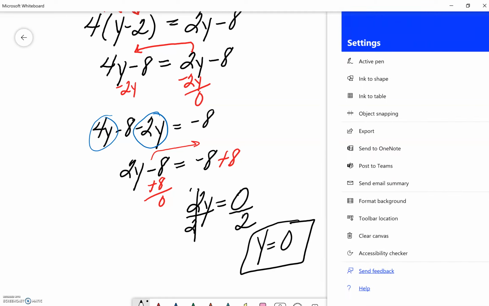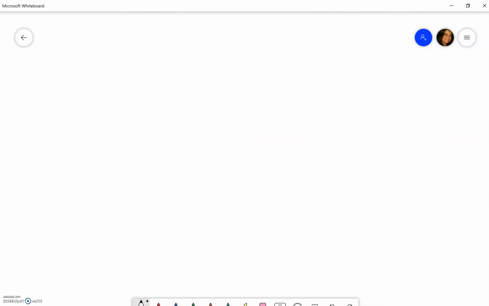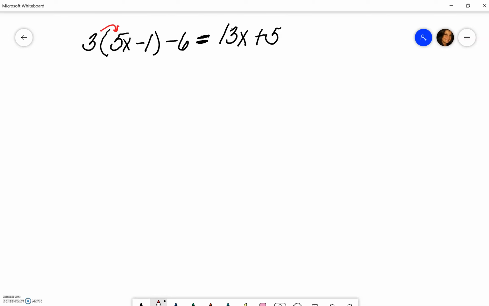Okay, let's try another one. All right, how about if we have something like this? Say we have 3 times 5x minus 1, minus 6 equals 13x plus 5. Sorry about the squiggly. All right, so if I look on one side of the equation, I'm like, how can I simplify this down? Well, there's nothing I can do in the parentheses, but I can go ahead and distribute by multiplying that out.